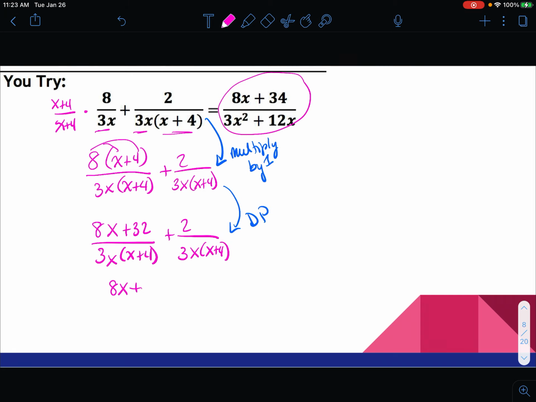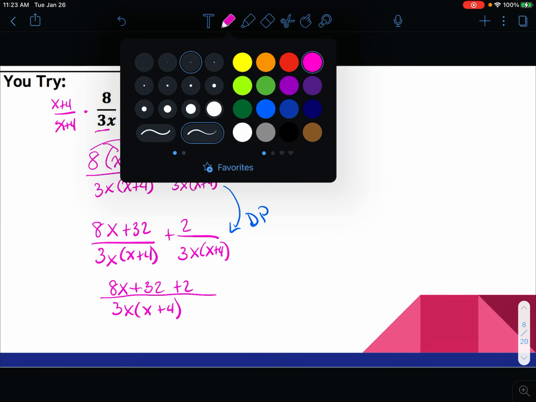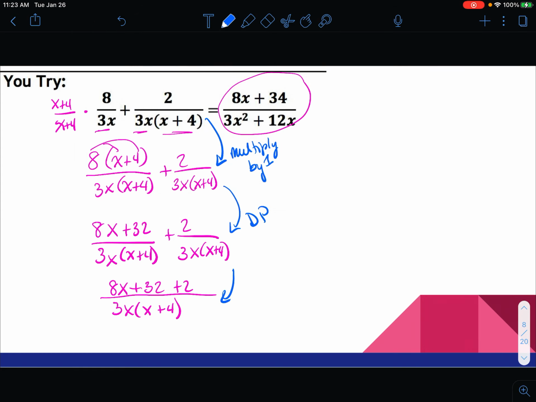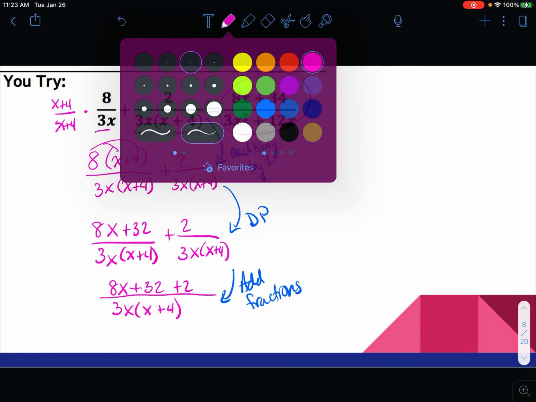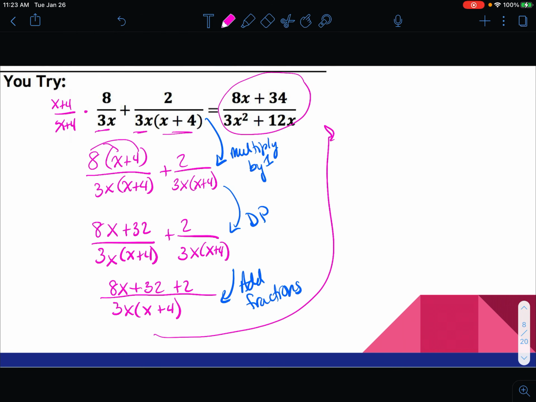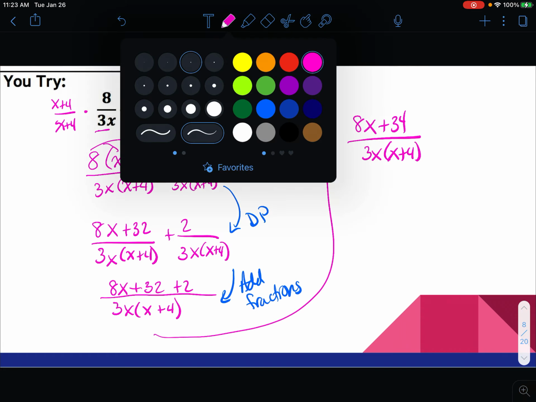Actually, I'm not going to do that yet. I'm going to say plus 32 plus 2 over 3x. See, I almost squished two steps together. So right here, this is where we add the fractions. And now I'm going to combine like terms. So 8x plus 34 over 3x times x plus 4.